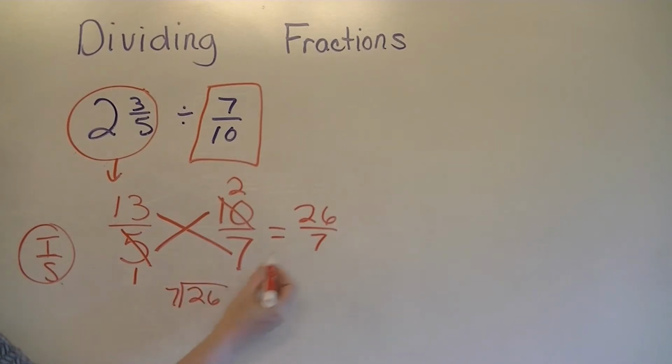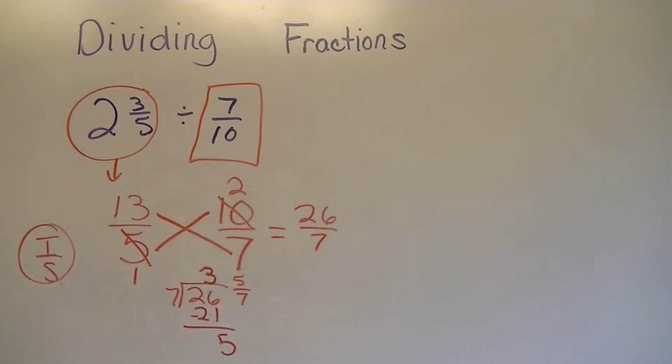26 divided by 7, the top number always goes in the division box. 7 goes into 26. That would be 3 times. Give me 21. I'd have 5 left over. And I'm going to write my remainder as a fraction. So the answer is 3 5/7.